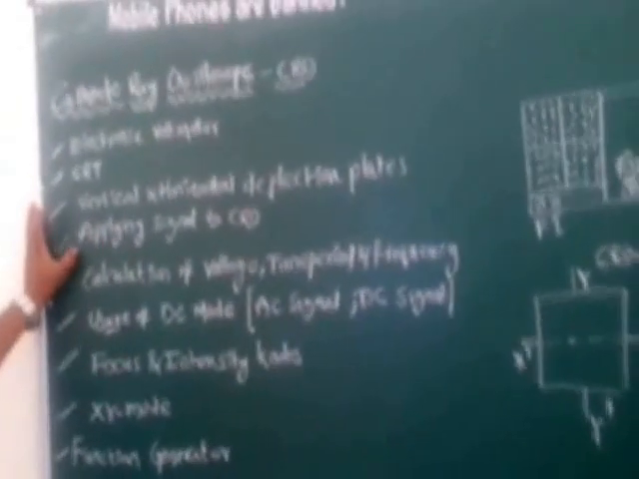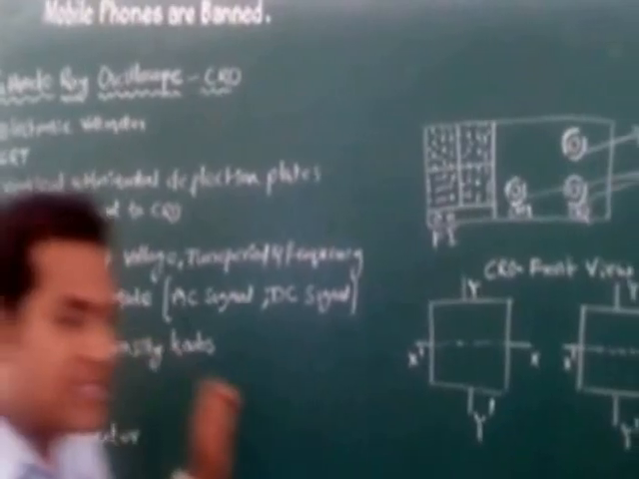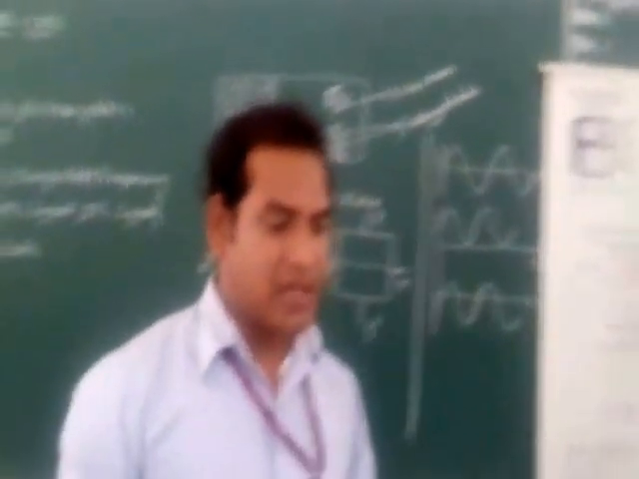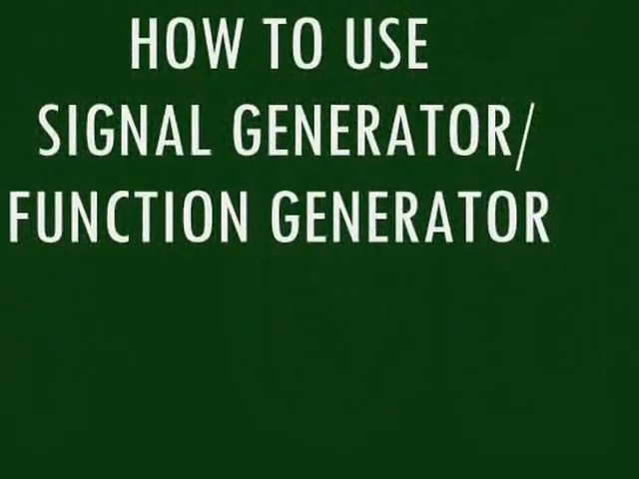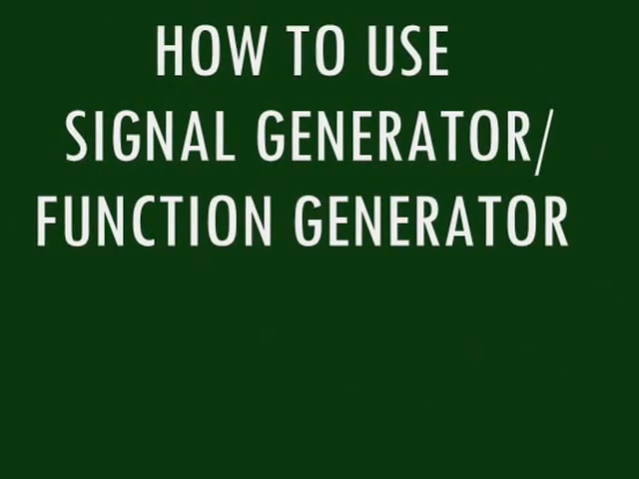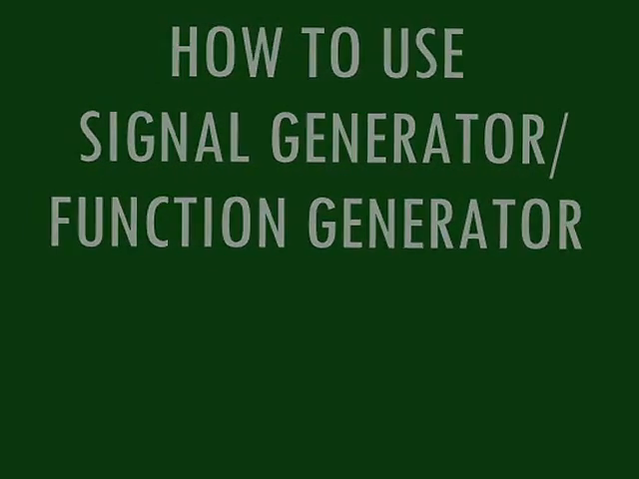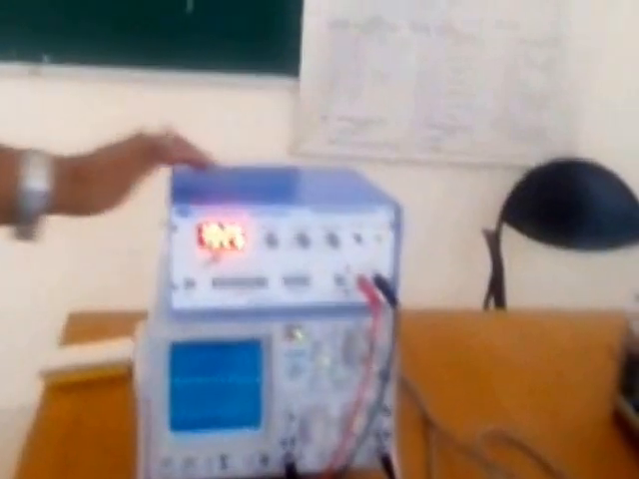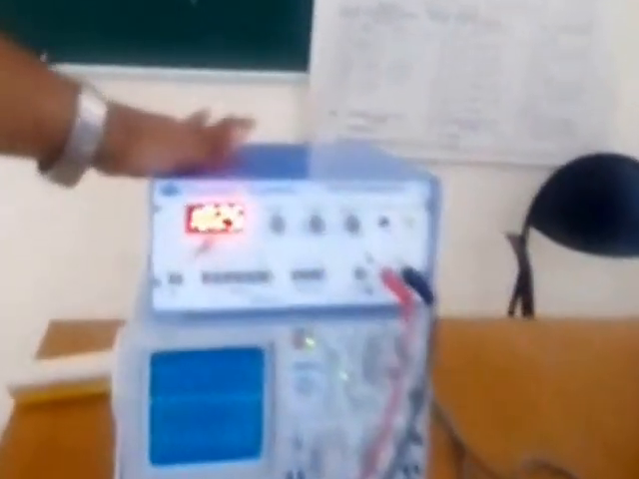Next, already I have told about this vertical deflection plates and horizontal deflection plates mechanism. Next, how to apply the signal to the CRO we will see. In order to apply the signal, first we need to get the signal. In order to get the signal, we need to use a signal generator or function generator.